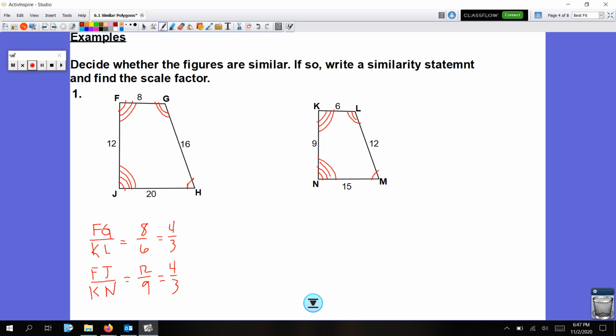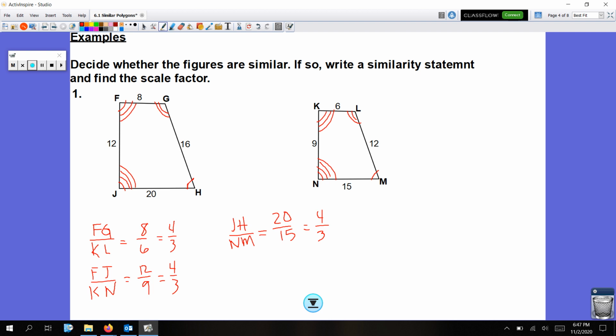All right, we'll just keep working our way around this figure. So we're at JH. That corresponds to NM. And that is 20 over 15. 20 over 15 is 4 over 3. I think we have a common factor of 5.